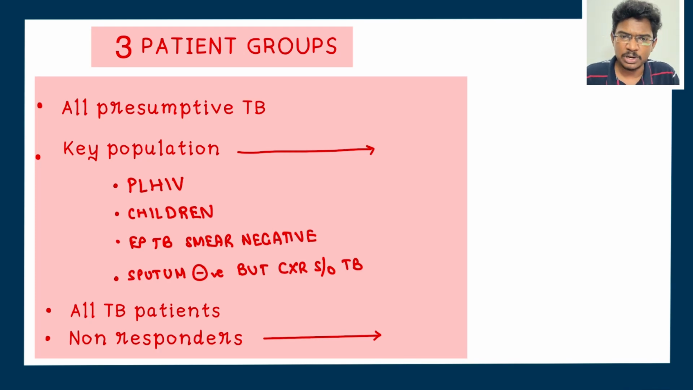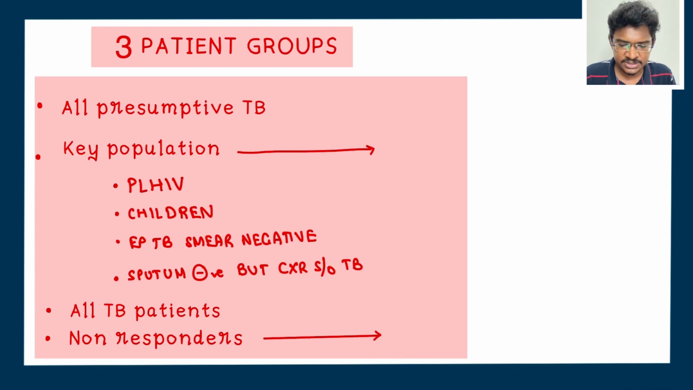Next is the key population. Key population means we should give more importance to them because the patient might be immunosuppressed, like PLHIV, where they are more prone to tuberculosis, and children, and extrapulmonary TB, where the AFB smear and sputum are negative, but the X-ray is suggestive of tuberculosis. Here we need further good processing. So in these patients, first line itself, upfront itself, go for CB-NAT testing.